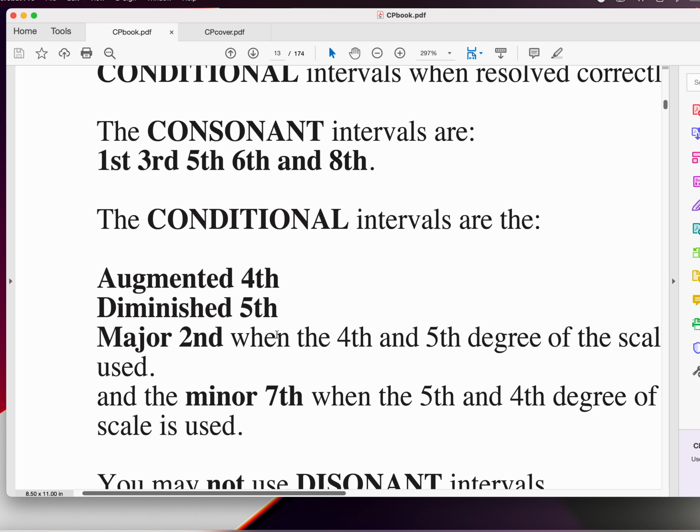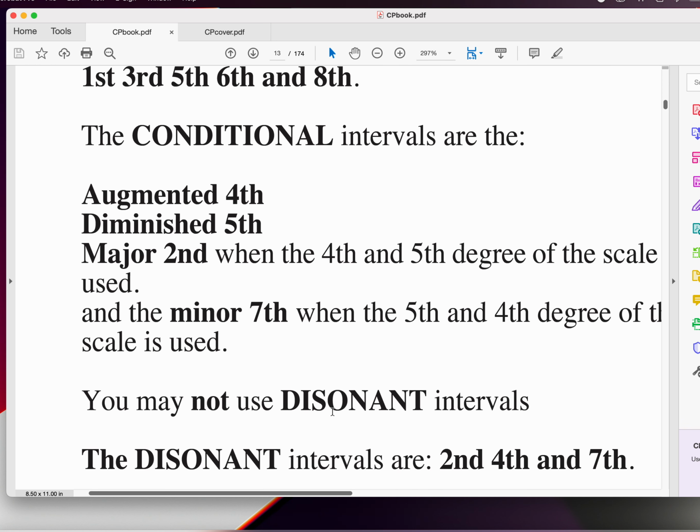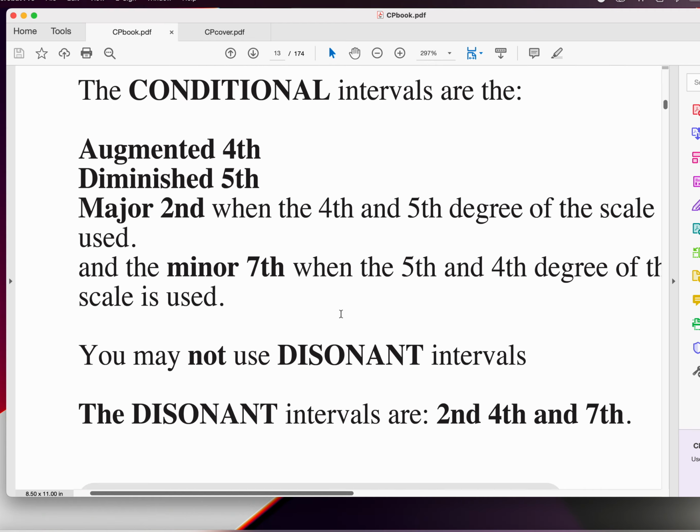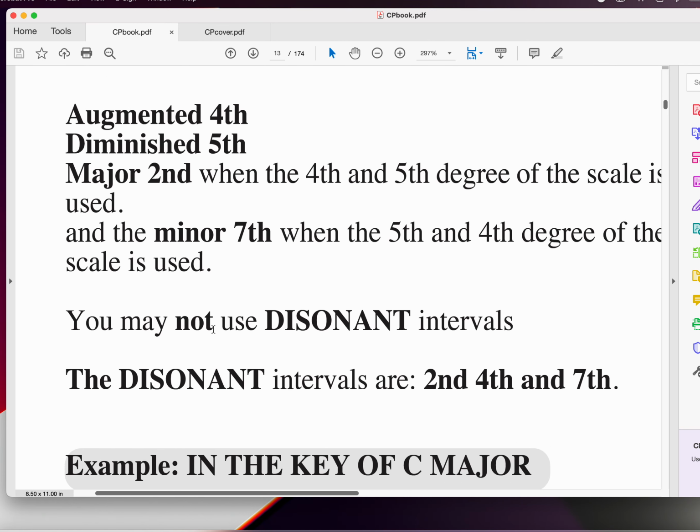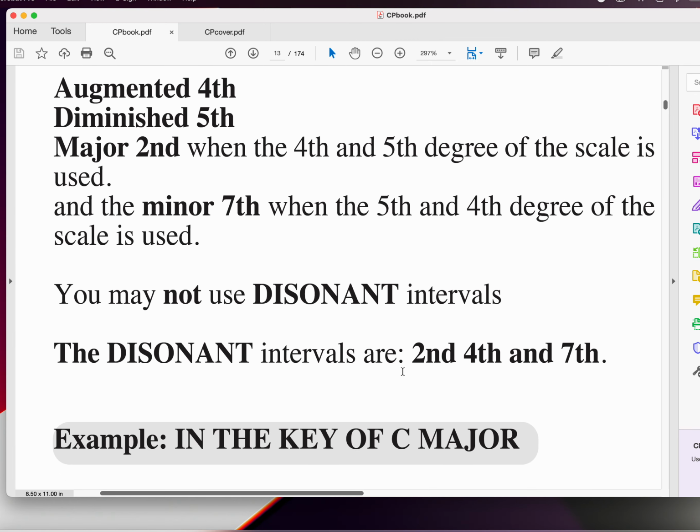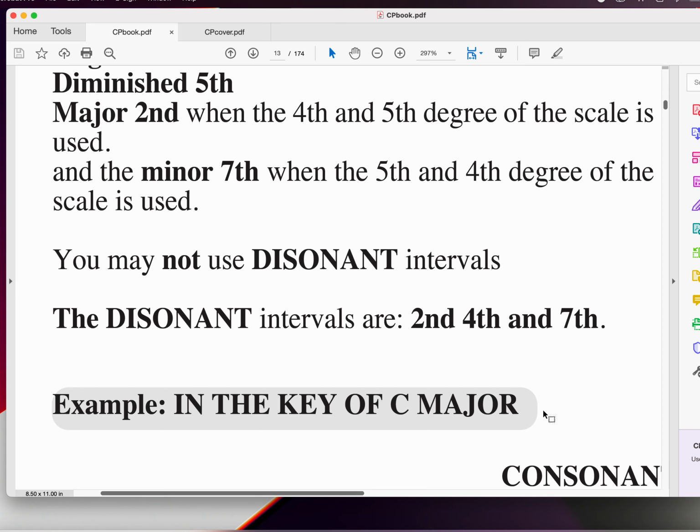And the minor seventh, which is the opposite: when you have the G on the bottom and the F on the top, then that's a minor seventh. That's the only minor seventh that you can use in this species. You may not use dissonant intervals. Which are the dissonant? The dissonants are the second, fourth, and seventh, besides the ones that we talked about, that are the conditional intervals.